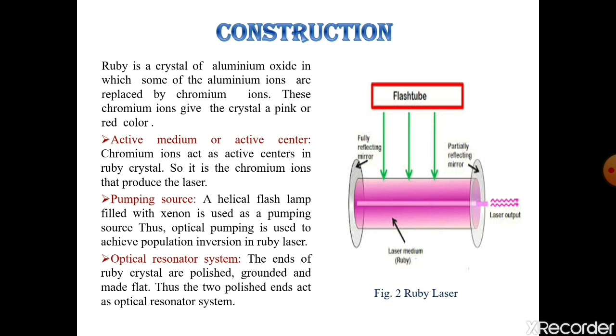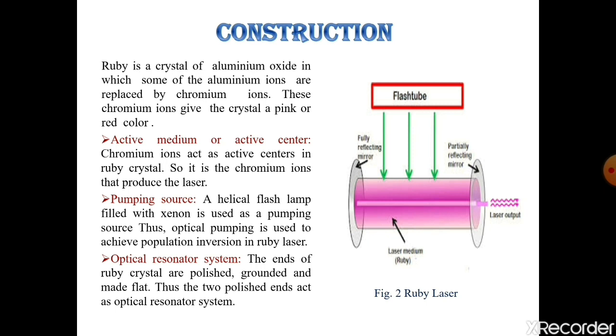Active medium. Chromium ions act as active centers in ruby crystal. So, it is the chromium ions that produce the laser. Second, pumping source. A helical flash lamp filled with xenon is used as a pumping source. Thus, the optical pumping is used to achieve population inversion in ruby laser.